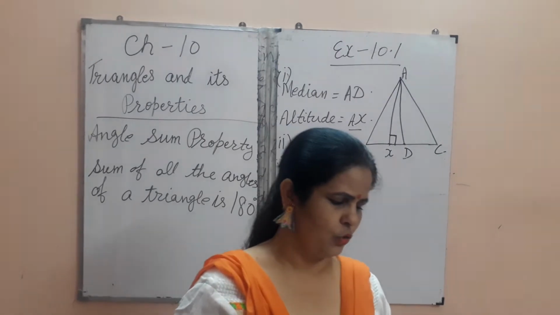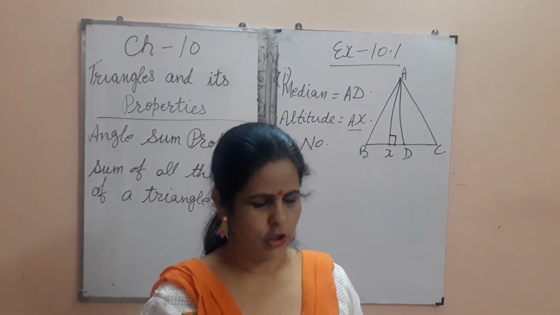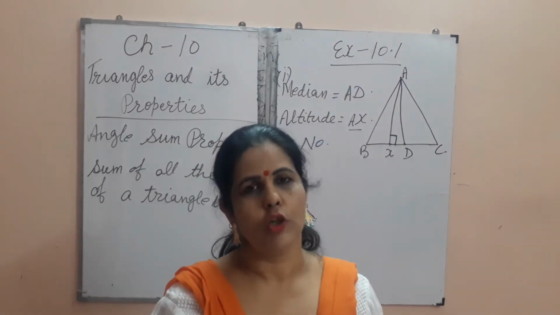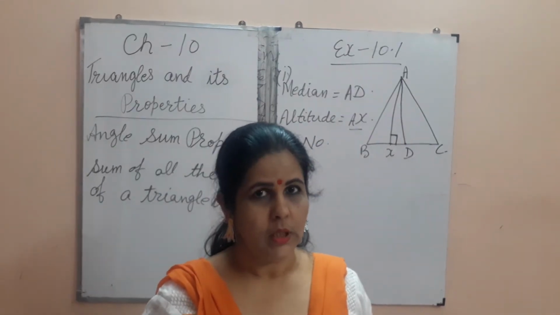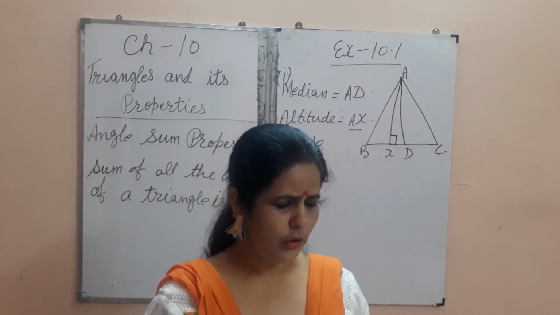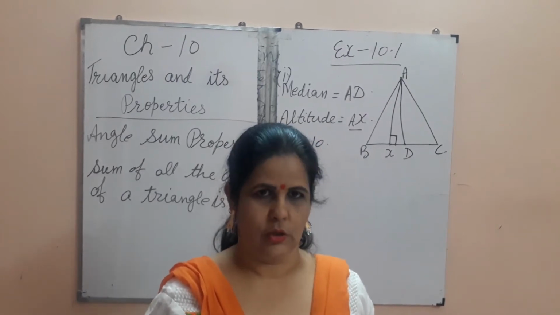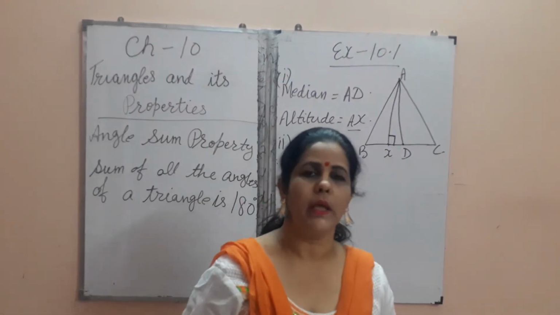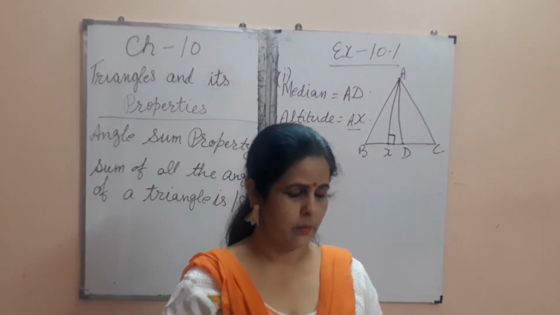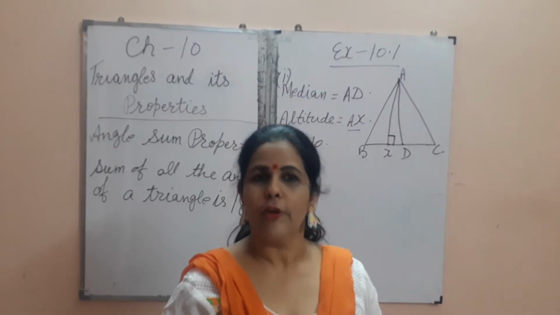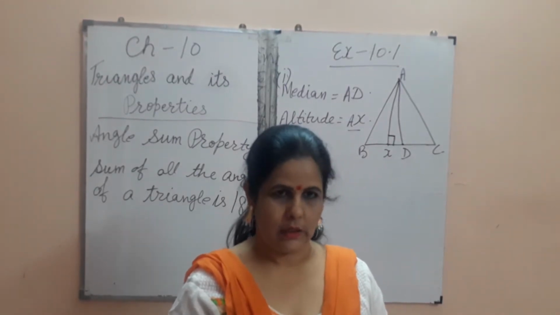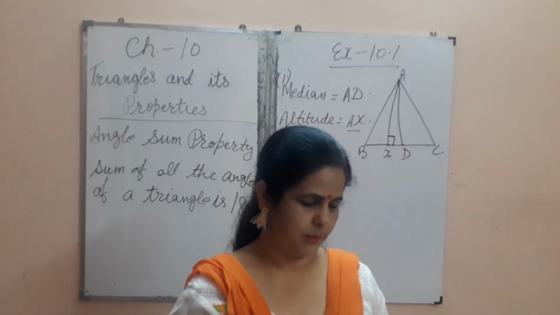Now question number 2. Draw rough sketches of altitude and medians in the given types of triangle. This question, if you want to do, then you can do in your rough copy. Otherwise, you can skip this question. Understood? Now answer other questions. If you are drawing the altitude and medians in all three types of triangles, then you can give the answers of these questions also. Otherwise, you can skip this question.